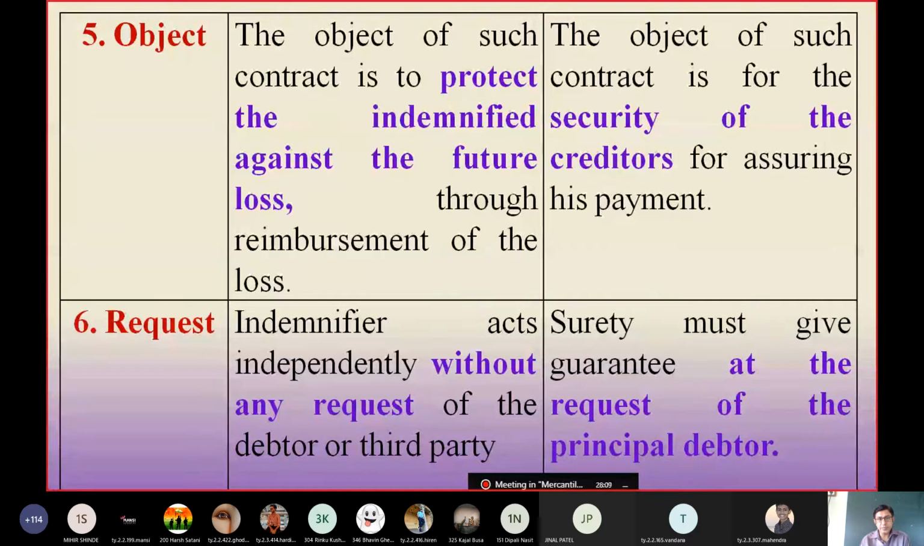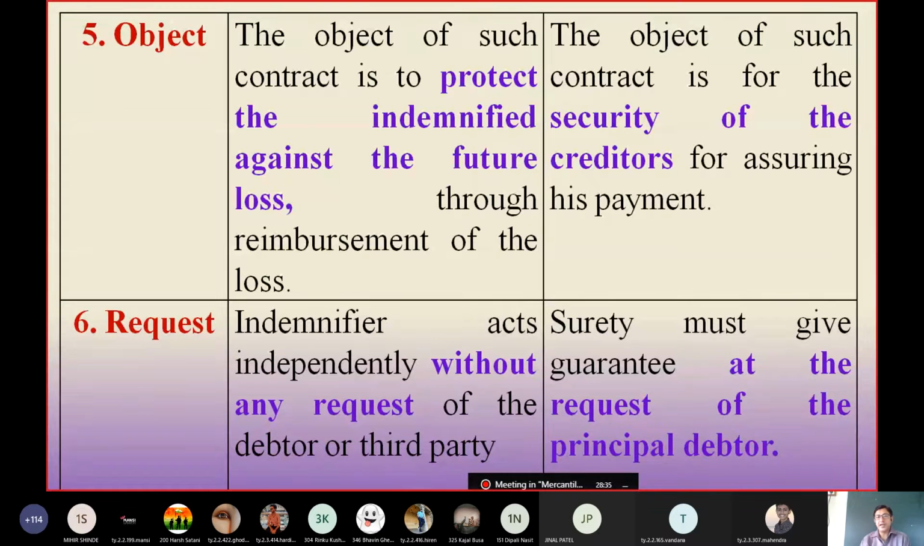So such protection is provided by the insurance company, that is the promisor, to the promisee to save him from future losses. Whatever losses are suffered by the promisee will be reimbursed. It will be paid as an indemnity, as a compensation of loss to the promisee by the promisor.